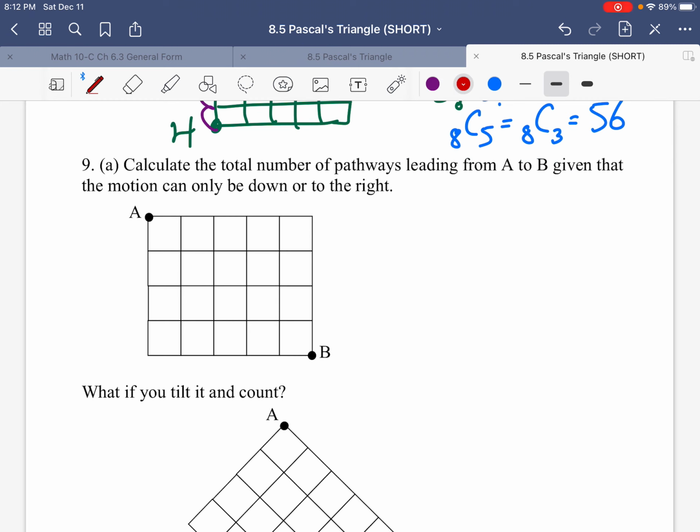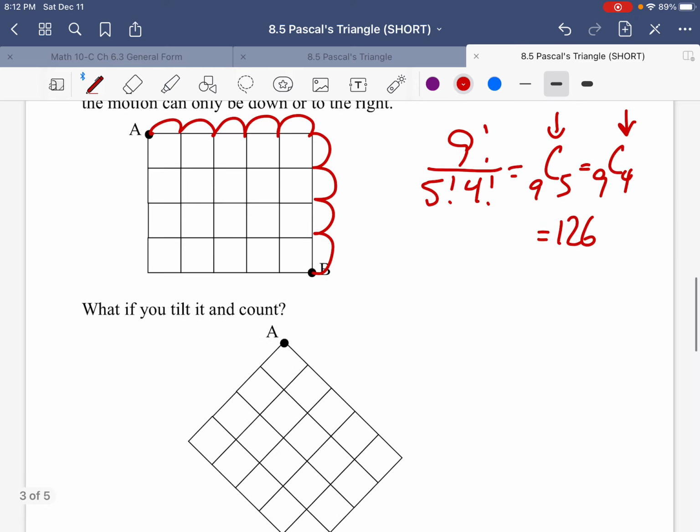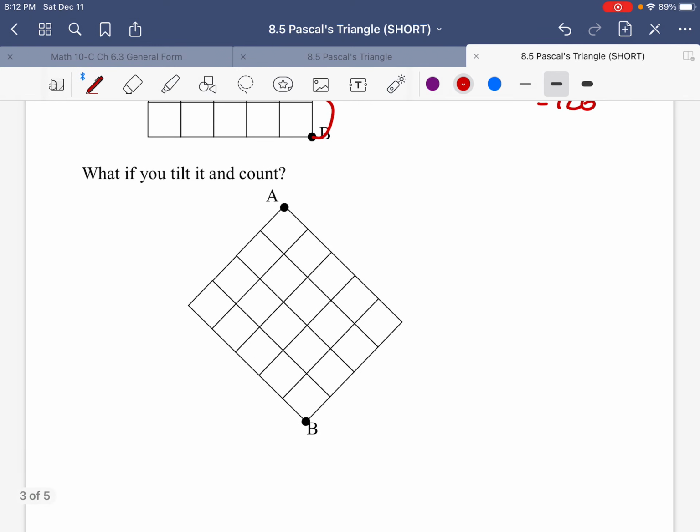Now, that's not a typical diploma question. I'll show you what is. Something like this. Calculate the total number of pathways leading from A to B, given that the motion can only be down or to the right. Well, once again, 1, 2, 3, 4, 5, 6, 7, 8, 9. 9 factorial, 5 to the right, 4 down. 9C5 or 9C4, both of which are 126. You have 9, choose 5, don't choose 4, or 9C4, you choose 4 and you don't choose 5.